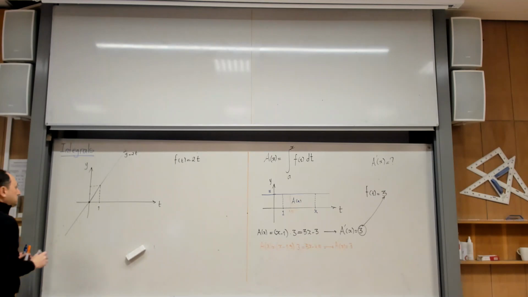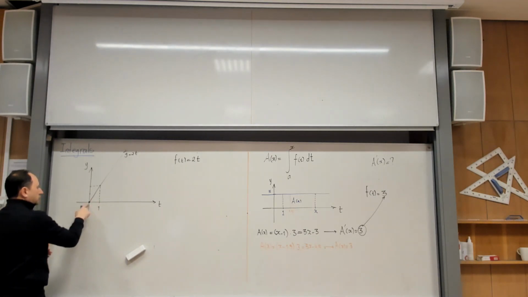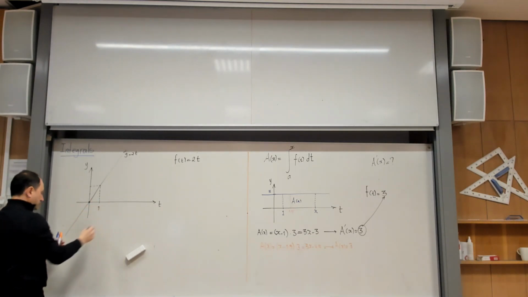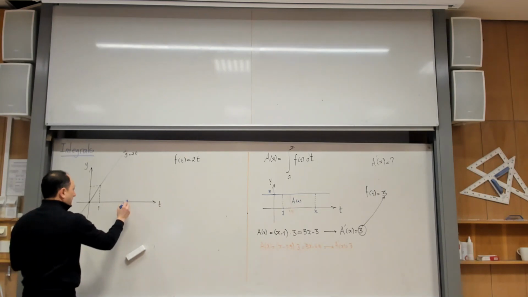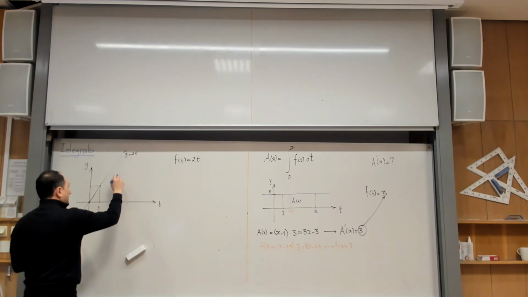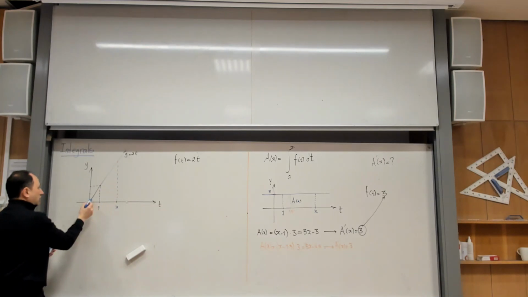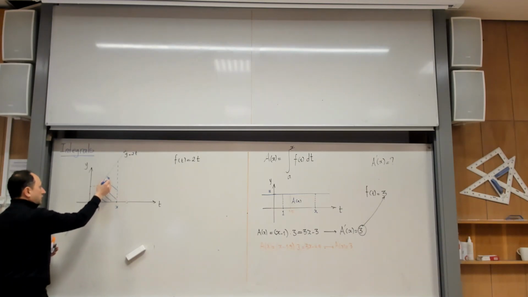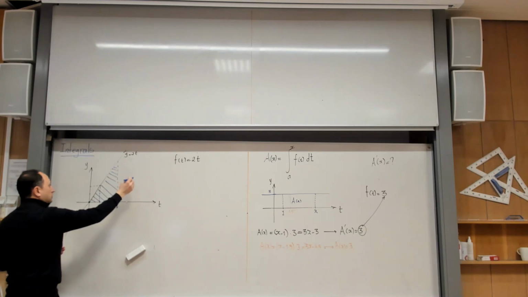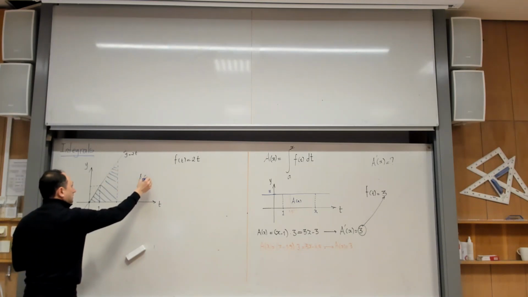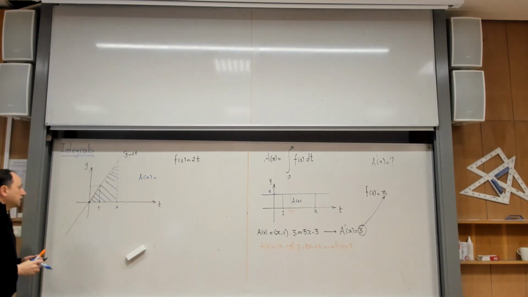It is good to start from 0 and go up to some point x, for example, right here. Now I am interested in finding the area of this right angle triangle, and I will call it A of x again. Okay, so how should I calculate this?